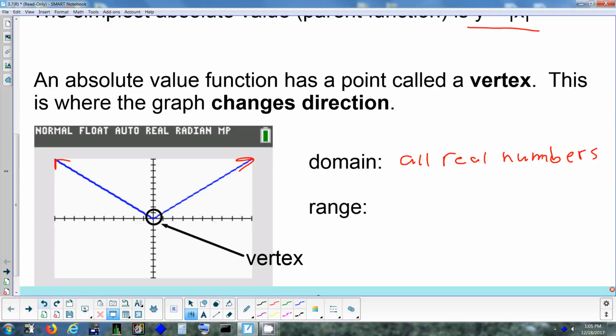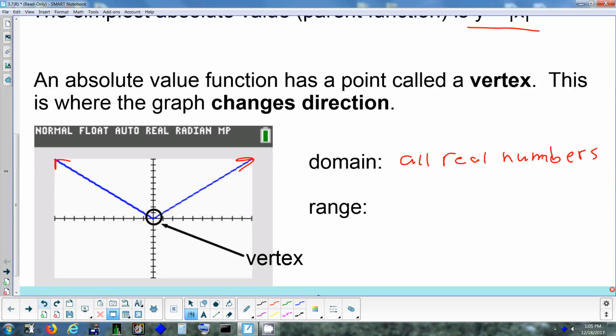Whole numbers, positives. What else does it include? Negatives. What other kind of numbers can you have? Fractions. Yep, very nice. Decimals. So when we say real number, it means anything: positive, negative, fraction, decimal.